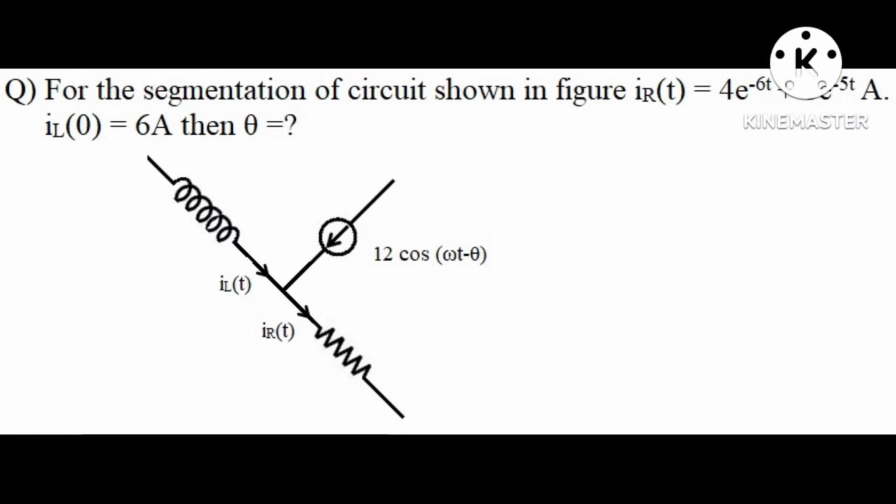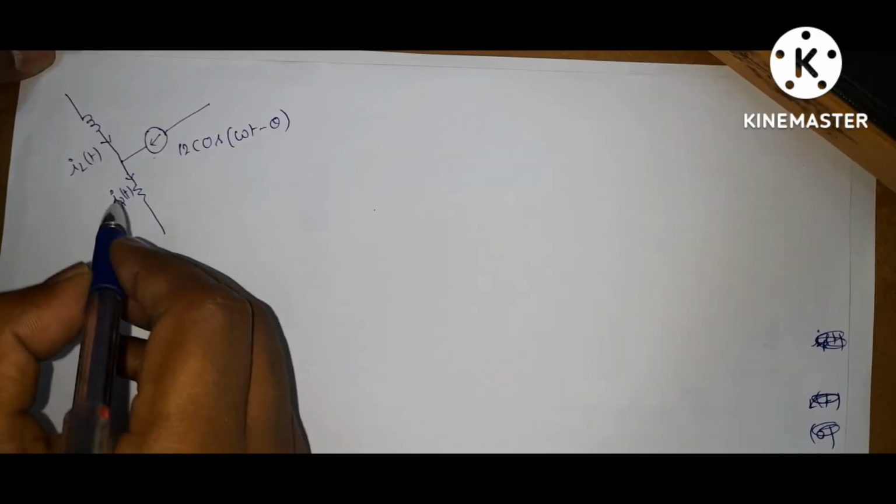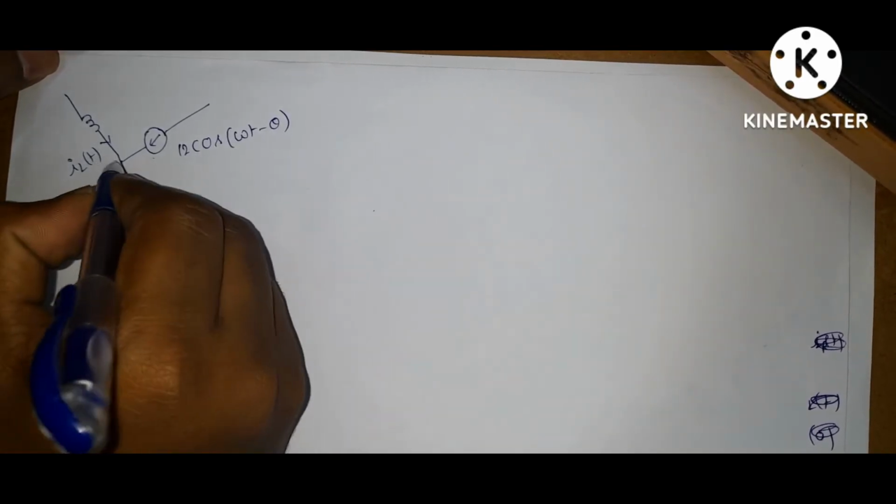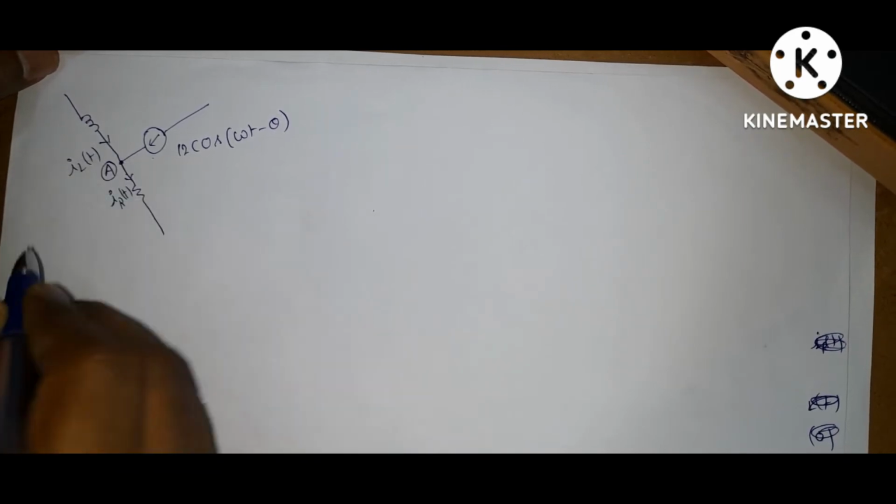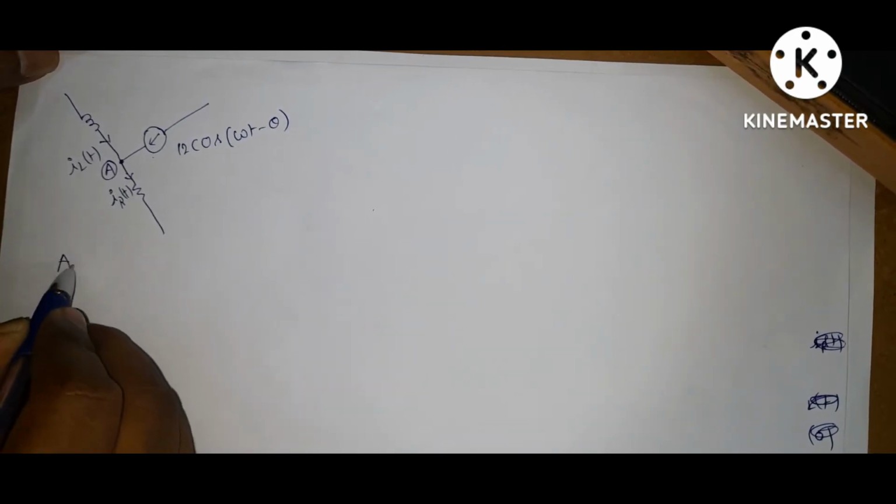Next question. For the section of circuit shown in the figure, IR of t is equal to 4 e power minus 6t plus 8 e power minus 5t amperes, and IL of 0 is equal to 6 amps. Then theta is equal to how much? This is the given circuit. Let it be node A. Apply KCL at node A.